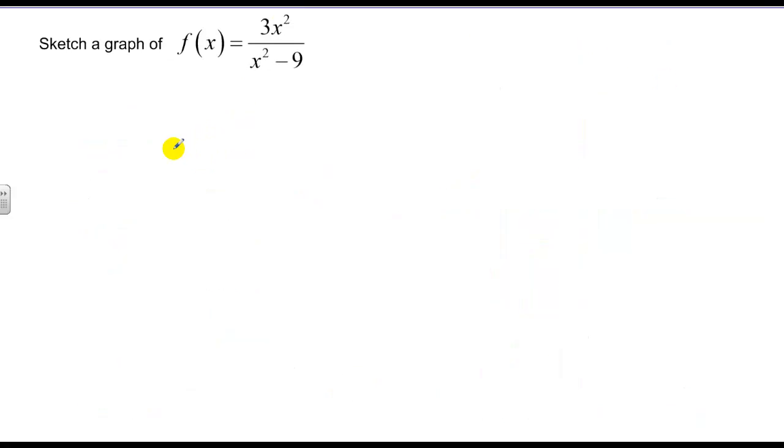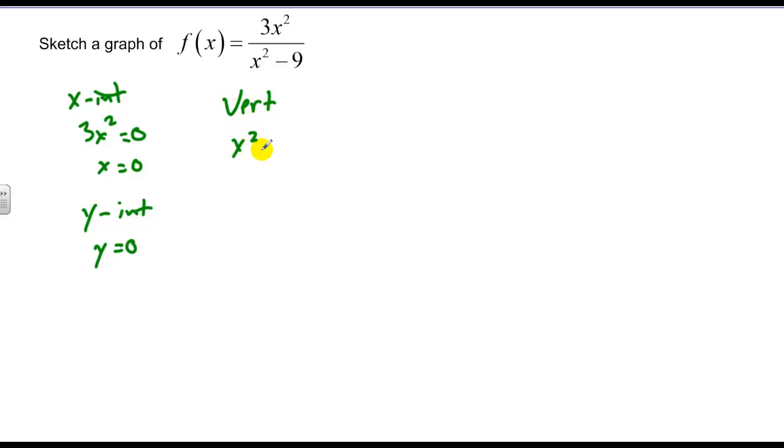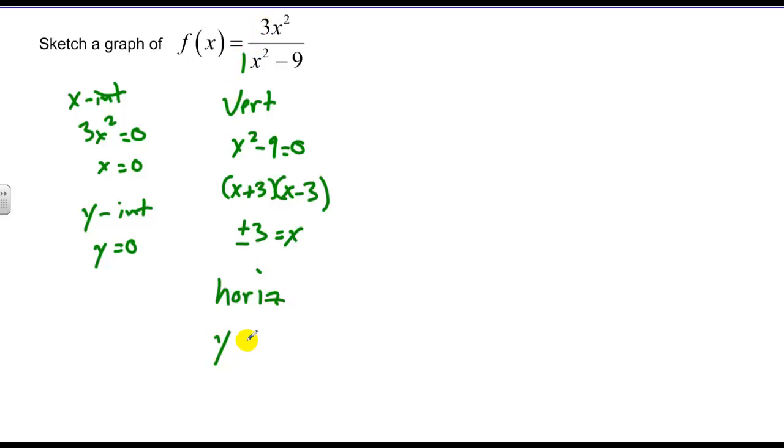Again, let's go ahead and go through all the basics. X-intercept, 3x squared should equal 0. So x equals 0. Y-intercept, set x equal to 0, and I get y equal to 0. Vertical asymptotes, set the denominator equal to 0. Factor, so I get plus and minus 3 in this case. For my horizontal asymptote, you'll notice the degrees match. Divide the leading coefficients, so I have a 3 on top and 1 on bottom, so y equals 3.